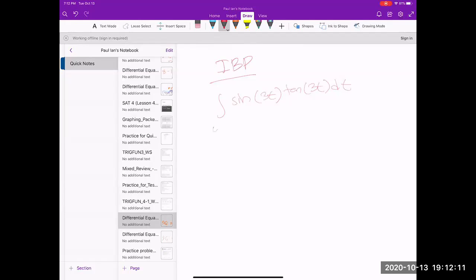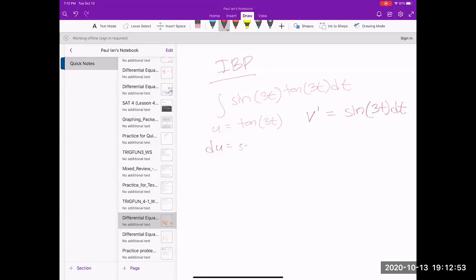Your u, I would just take tan as the u. It doesn't really matter, it's up to you, but I think this is the one that's more simple. So v prime would be sine 3t dt, and then you just apply it. This is du right here. Du would become 3 secant squared 3t.